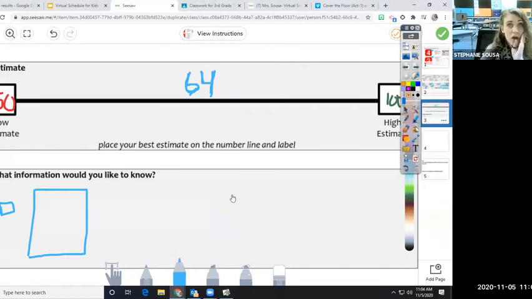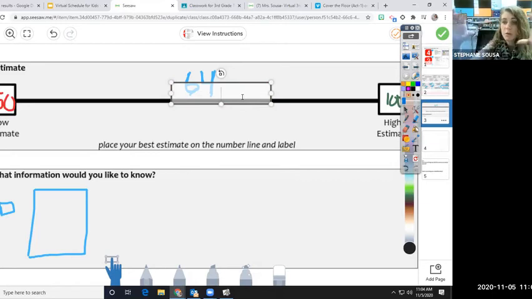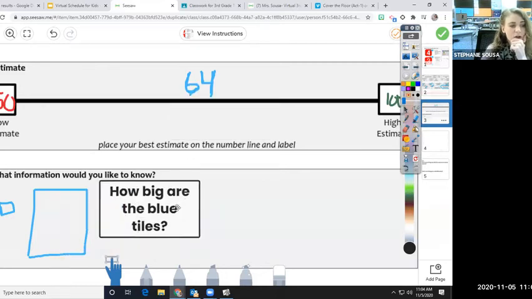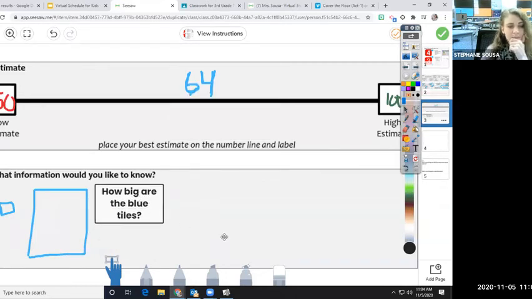So we need to know, see if I can think about how to write that down. The size of the smaller squares. Is that what you're saying? We need to know how big are the small squares so we can see how many they fit. Okay. So how big are the blue tiles? We do need to know that. How big are the blue tiles? That would be important for us to know. What else do we need to know?